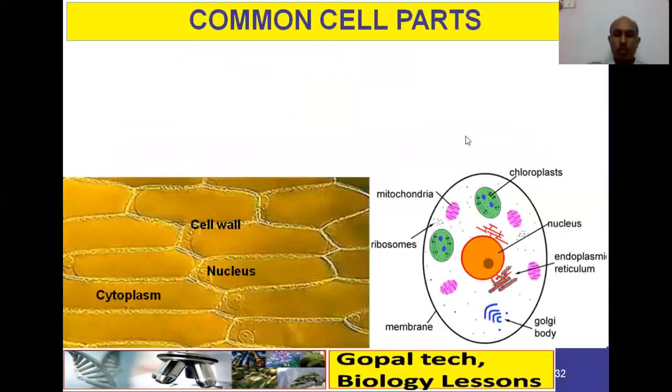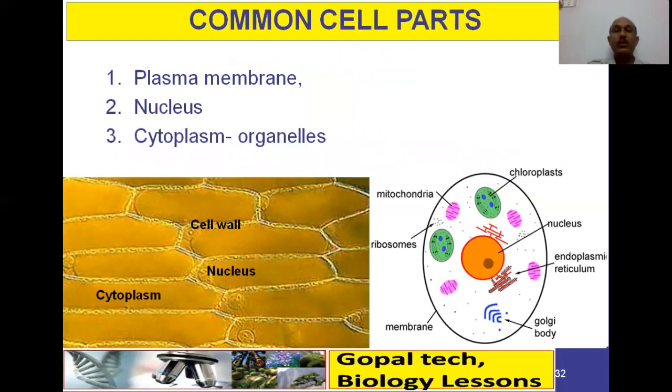Now, the common cell parts, as you have seen in the diagram also: plasma membrane, nucleus, cytoplasm, and the cytoplasm contains organelles. So this is the plant cell. Already we have seen it in the experiment under the microscope. A thick cell wall is there, and here you can see the cell membrane, a nucleus, and a large central vacuole. And here also you can see mitochondria, ribosomes, chloroplast, nucleus, endoplasmic reticulum, Golgi body, cell membrane, etc.